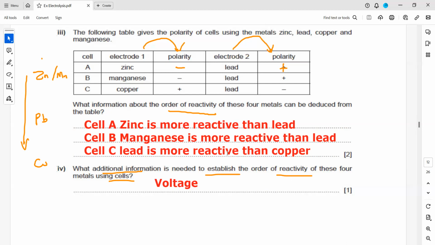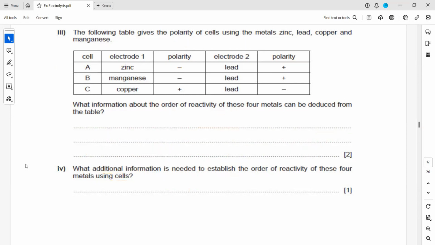Is it clear, this question? Anyone having a doubt till this point? Okay. Moving on to the next question.